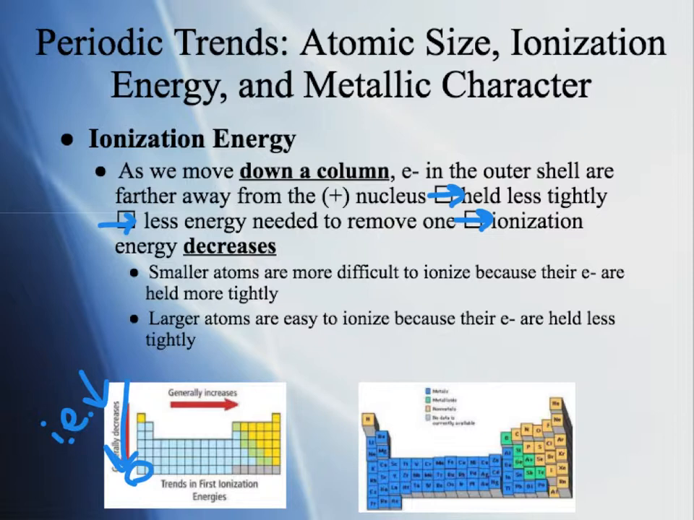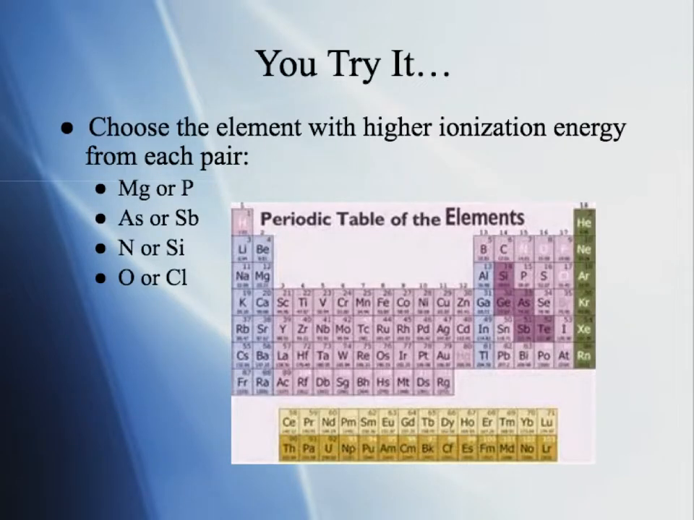Another general rule: smaller atoms are more difficult to ionize because their electrons are held more tightly. Larger atoms are super easy to ionize because their electrons are held less tightly. So ionization energy and atomic size kind of make sense with each other. All right, so let's try a few examples here. You have to pick from the pair which one has the higher ionization energy.